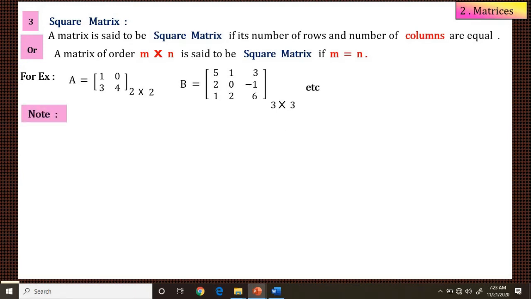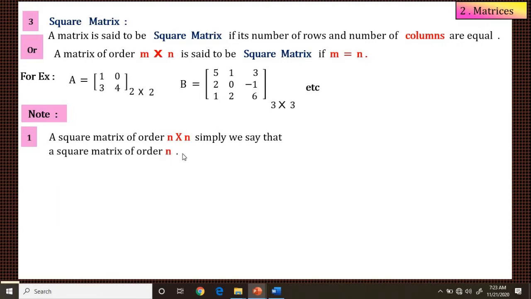Now see some important points on square matrix. The first point: for a square matrix of order n cross n, we simply say a square matrix of order n. That means we use only one number. We are not saying 2 cross 2 or 3 cross 3. We simply say a square matrix of order 3 or a square matrix of order 2. Like this we say the order of the square matrix.